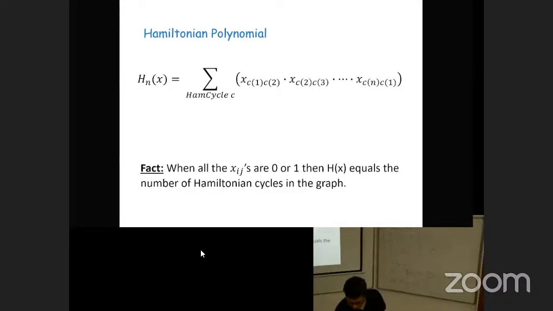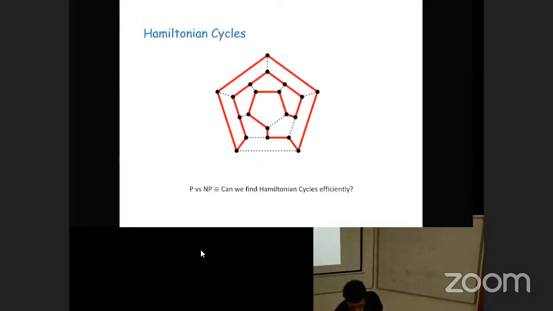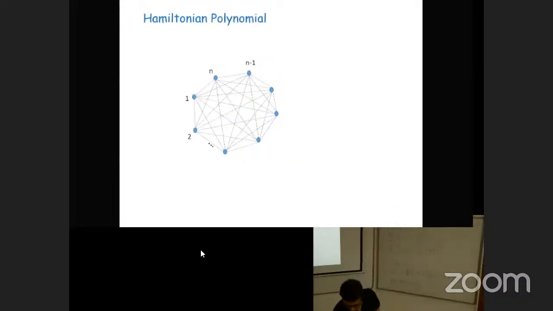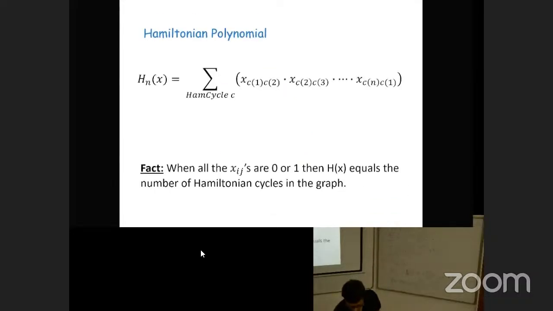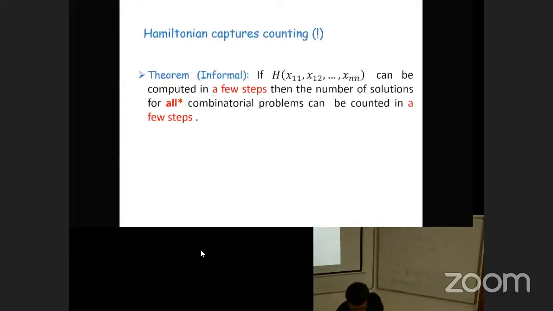So this P versus NP problem, you can sort of, not exactly, but I'm cheating quite significantly here, you can roughly ask this question: does this Hamiltonian polynomial have a small formula or not? That's roughly a restatement of the P versus NP question with some big caveats.